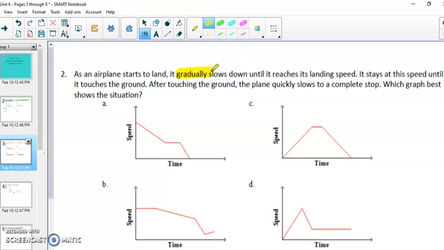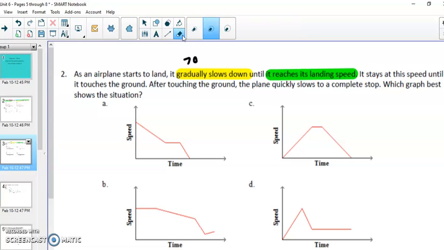So in the air, it is gradually slowing down until it reaches its, let me erase here. The airplane gradually slows down until it reaches its landing speed. So I'm going to put some numbers to this one. It might be going down from, say, does the plane go 700 miles an hour? No, that seems too fast. I don't know. I'll just write it. Let's say it slows down from 700 miles an hour to 400 miles an hour.